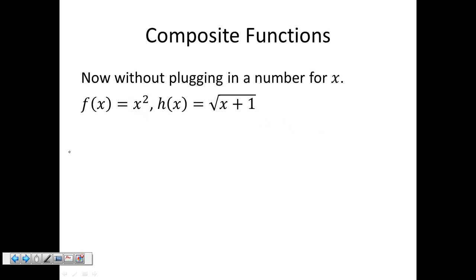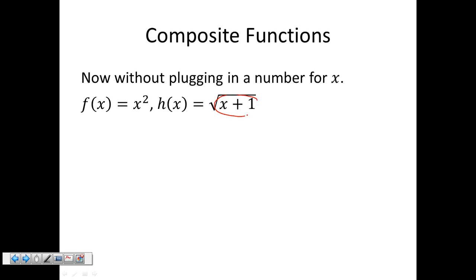Now let's take a look at one where things get a little bit weird. f of x is still equal to x squared, but now I've got this new function, h of x equals the square root of x plus 1. The reason I'm talking about this one is so I can talk about the domain. I can plug anything I want into this x squared. I can plug positive numbers, I can plug negative numbers, I can plug 0. That is not the case with the square root of x plus 1.